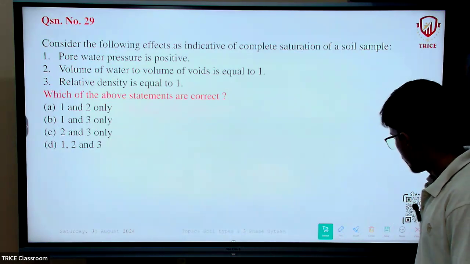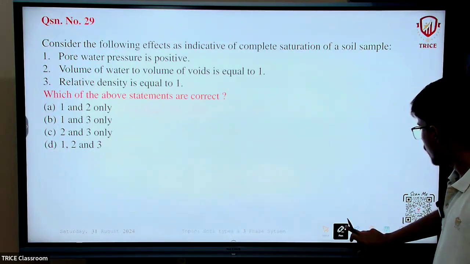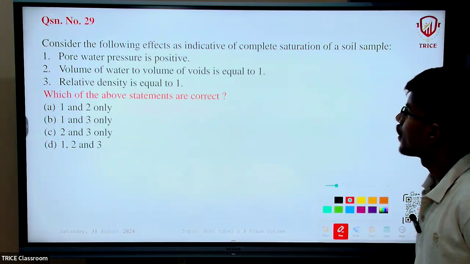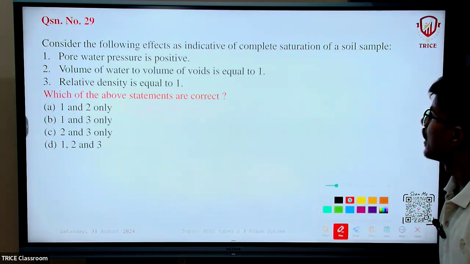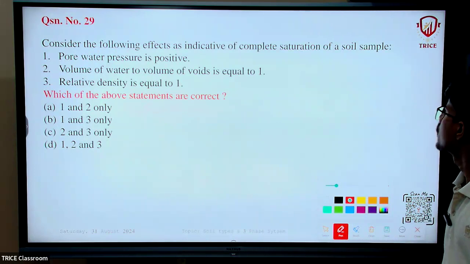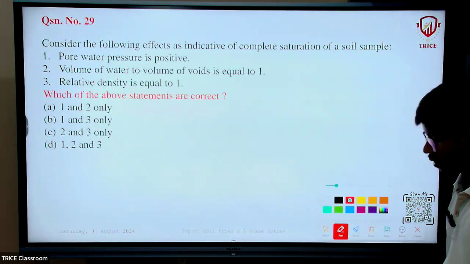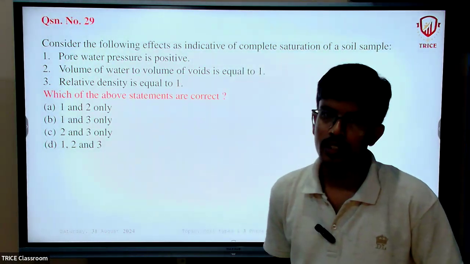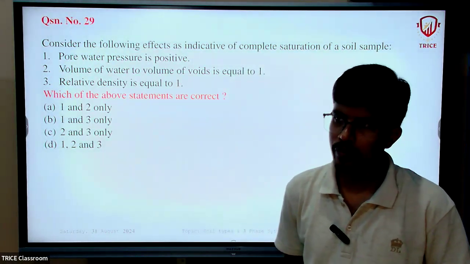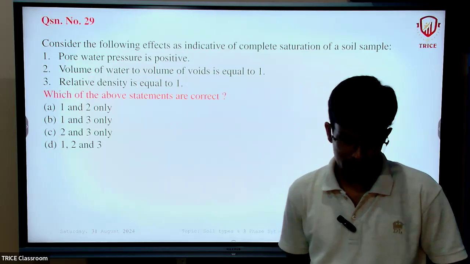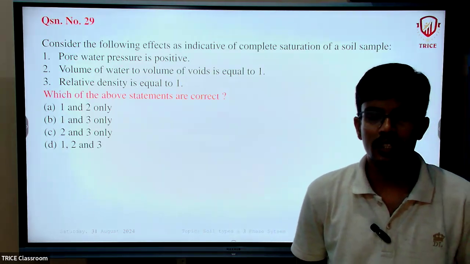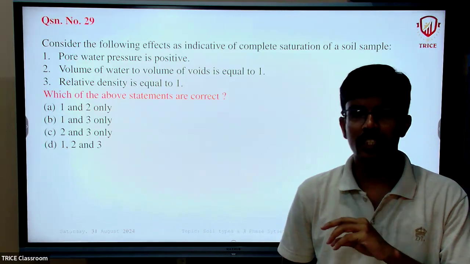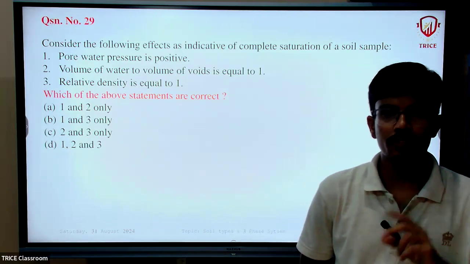Okay. Second, here you can observe we have the terms. Consider the following effects as indicating complete saturation of the soil sample. We should know that a soil sample contains inorganic properties in the form of solids, and then we have the voids, which may be filled with air or water. We call that the phase system.